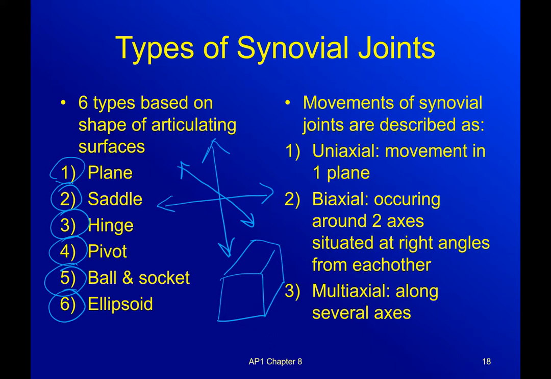Well, uniaxial means that it only moves on one of these planes. Biaxial means that it moves around 2 of those planes. Multiaxial means that it's along several axes. It happens along a whole bunch of different ones.